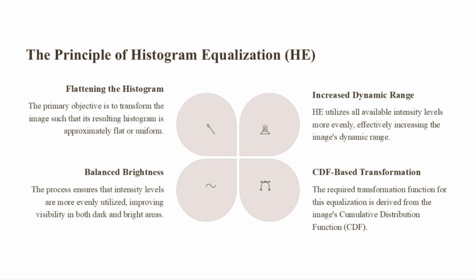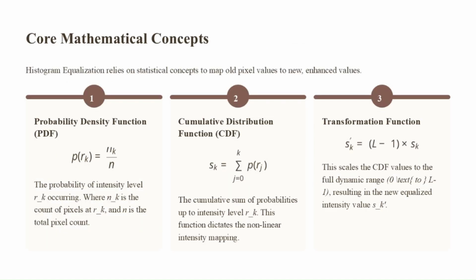This means that we try to make all intensity levels occur with approximately equal probability. When we apply this technique, it adjusts the brightness and contrast in such a way that dark regions become brighter and bright regions become more balanced. This increases the dynamic range of the image, which means more visible details in both shadows and highlights. So, in simple terms, histogram equalization transforms the image so that the intensity distribution becomes uniform, resulting in a visually improved image. Now, let's look at the mathematical part of histogram equalization.